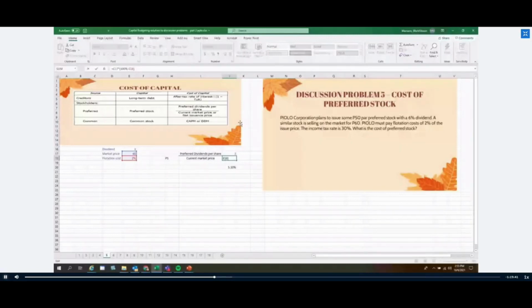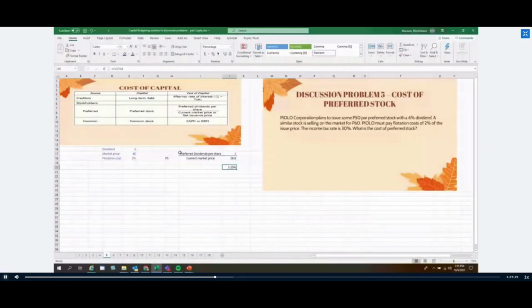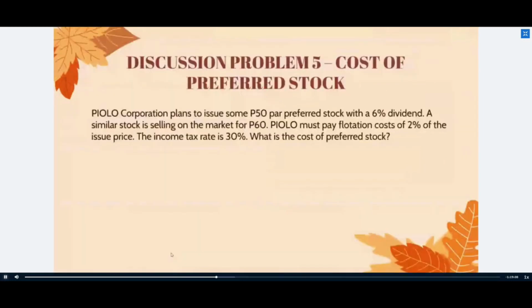So meron kang market price of 60, less mo yung flotation cost. Tandaan, flotation cost is similar with issuance cost. Ito yung mga charges niya. So therefore, the answer to problem number 5 is 5.10%. So hopefully, ganito kadadali yung mga problem. At least, for sure, we can compute for this just by following this formula. Okay, so that's problem number 5.